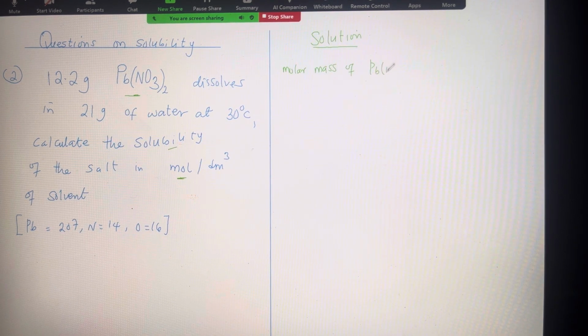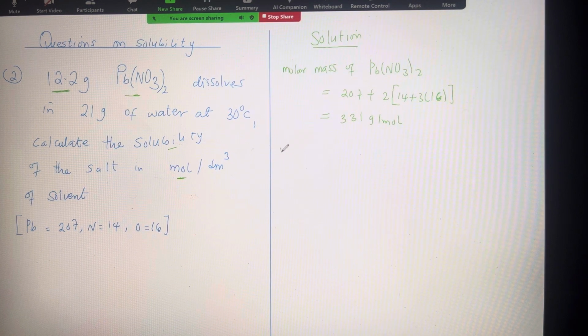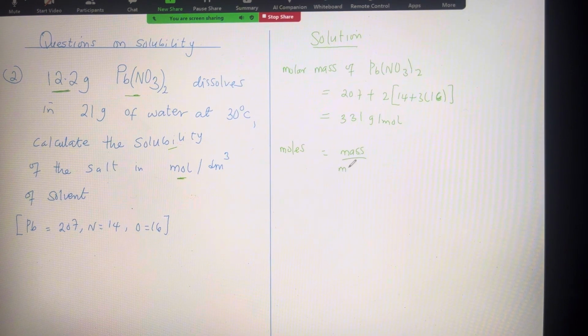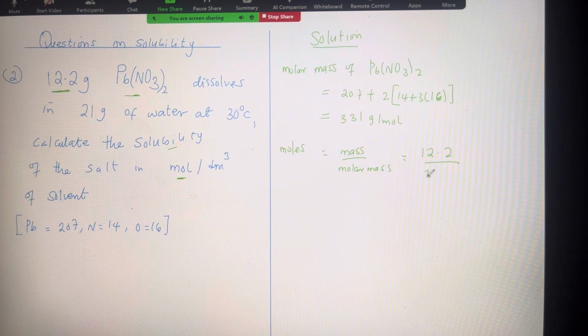The molar mass of the salt first, you calculate that. Yep, 331 grams per mole when we put everything in there perfectly well. And you also need to get the moles of the solute itself. Remember, solubility is moles of solute divided by the volume of the solvent or solution. So we get the moles of the solute, which is the mass. 12.2 divided by 331 will give you that in moles.